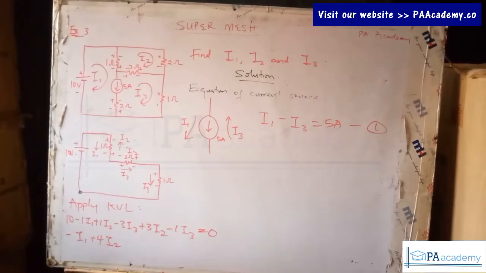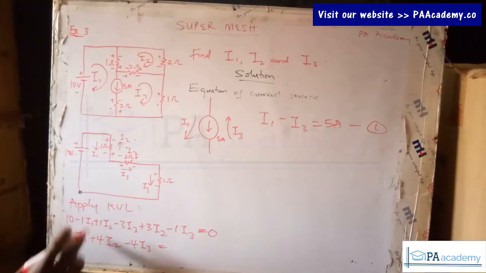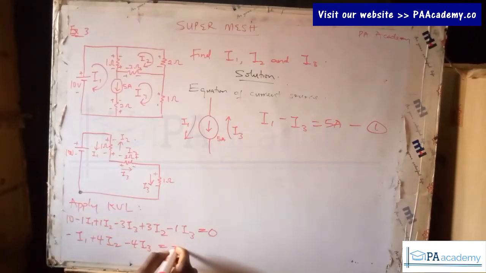And then for I3, we are having minus 3 I3 and minus 1 I3. That will give us minus 4 I3. Equals to, so we are having 10. If you bring 10 to the other side of the equals sign, it becomes minus 10. And this is our equation 2.